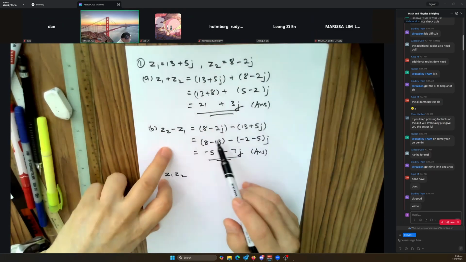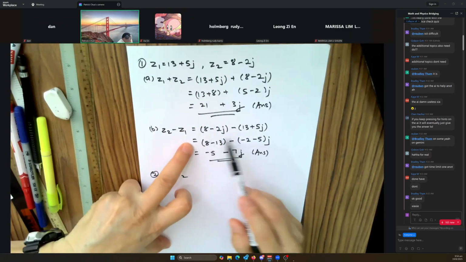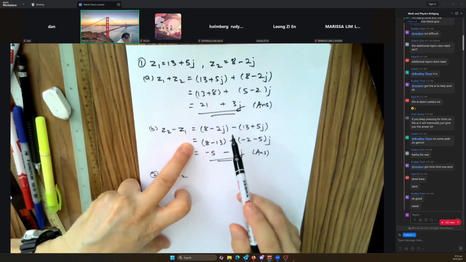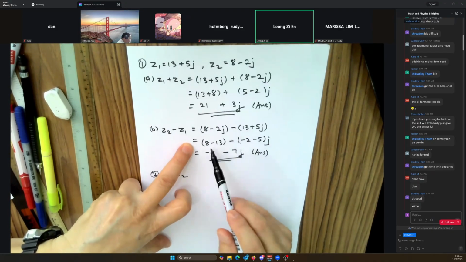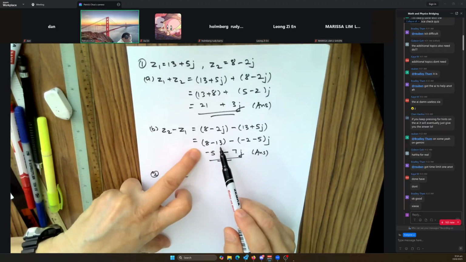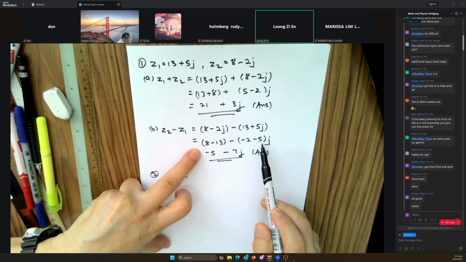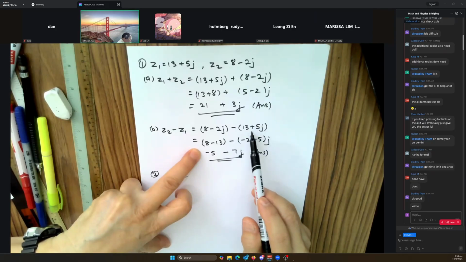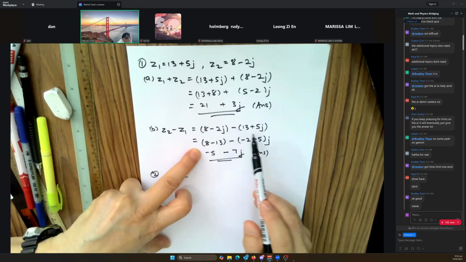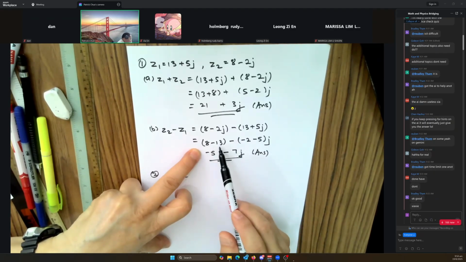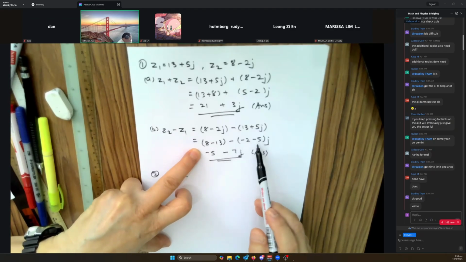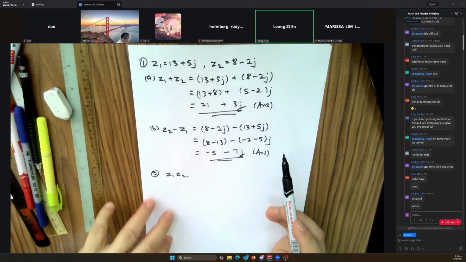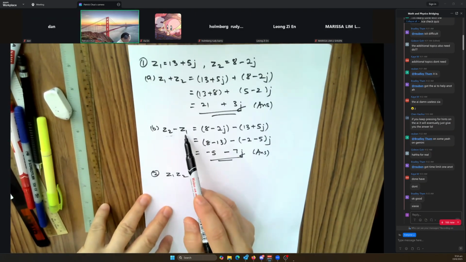So 8 minus 13, because 13 is the real part and 8 is the real part, so we bring them together. Then you put all the imaginary parts together. Minus 2J, plus 5J. But this is plus 5, and outside is minus, so it becomes minus 5. So you put all the real parts together, all the imaginary parts together. I did it wrong, I did Z1 minus Z2. Okay, the answer is Z2 minus Z1.